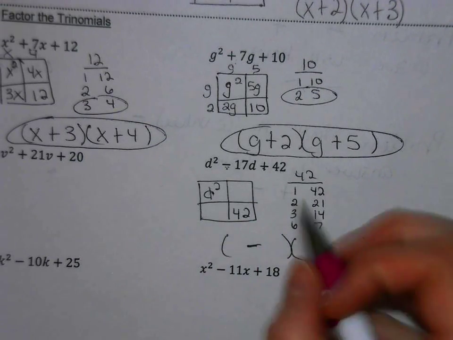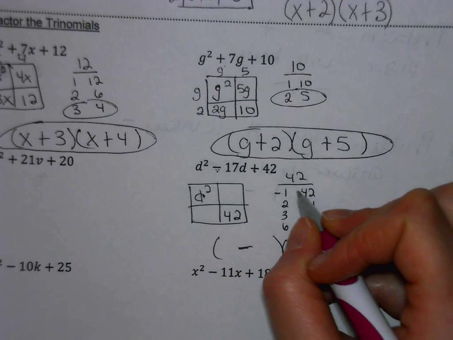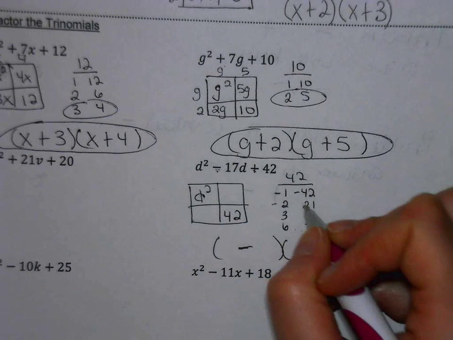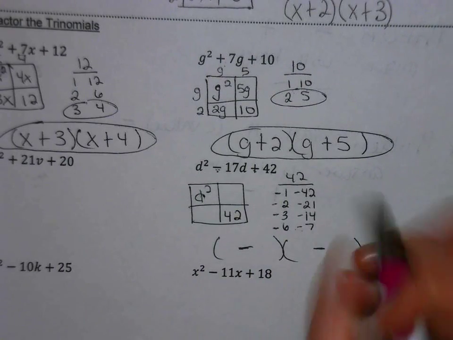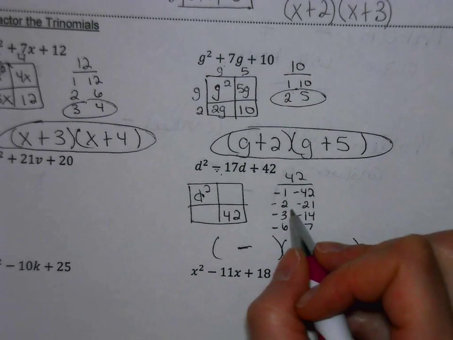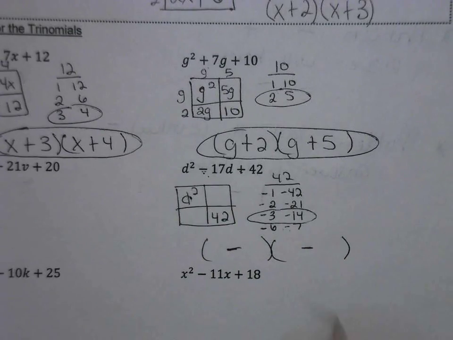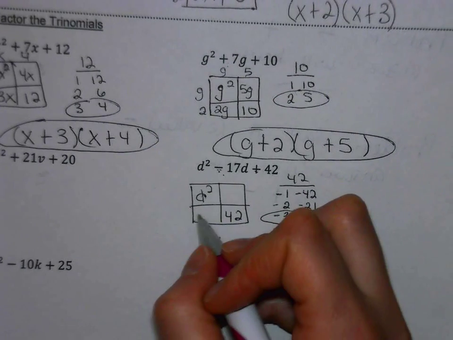So negative 1 times negative 42 is a positive. So all these are negative. Negative times a negative is a positive. So to get to a negative 17, negative 3 and negative 14. So this is a negative 3d and a negative 14d.